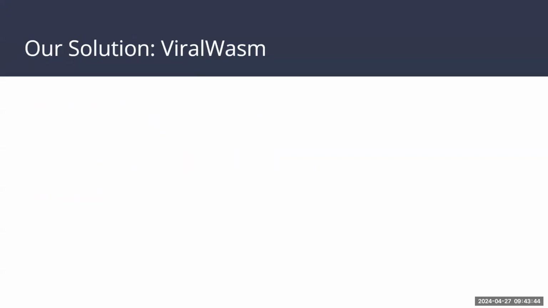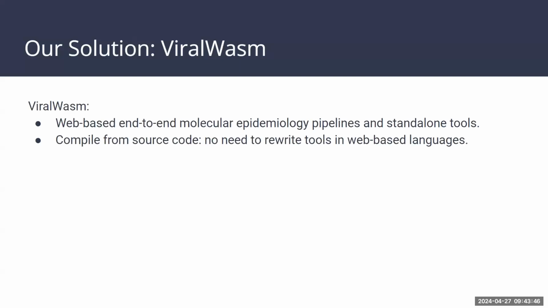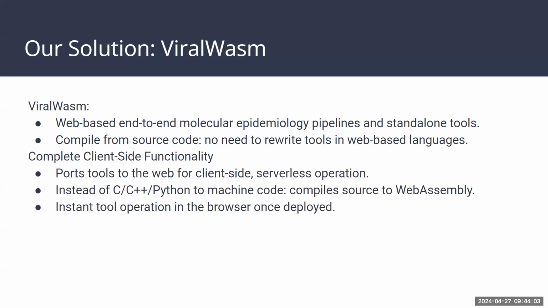And so we present our solution, ViralWasm. ViralWasm is a web-based end-to-end molecular epidemiology pipeline, as well as some standalone tools. All the code compiles directly from source code, so there's no need to rewrite any of the existing tools in web-based languages like JavaScript. It's complete client-side functionality. These tools and pipelines are now completely running in your own browser.